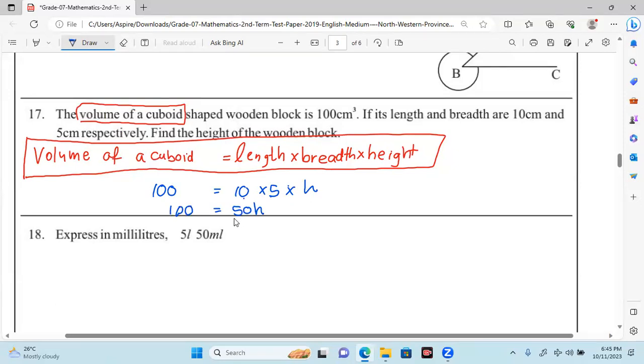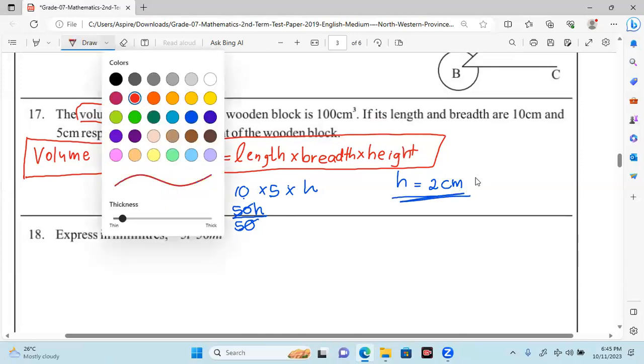What should we do to find h? We have to remove this 50, so we divide 100 by 50. Therefore, h is equal to 100 divided by 50. It is 2. It is 2 centimeters. Okay. Did you understand this one?